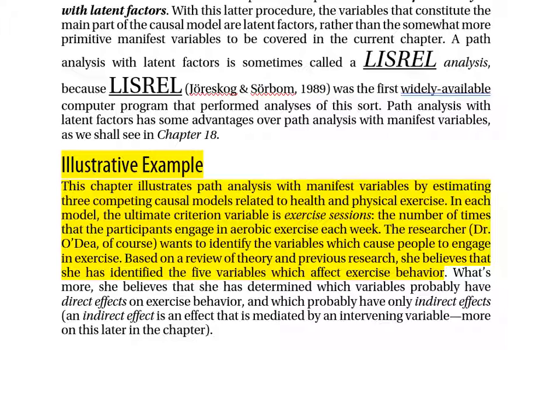Illustrative example. This chapter illustrates path analysis with manifest variables by estimating 3 competing causal models related to health and physical exercise. In each model, the ultimate criterion variable is exercise sessions, the number of times participants engage in aerobic exercise each week. The researcher, Dr. O'Day, of course, wants to identify variables which cause people to engage in exercise. Based on a review of theory and previous research, she believes that she's identified the 5 variables which affect exercise behavior.